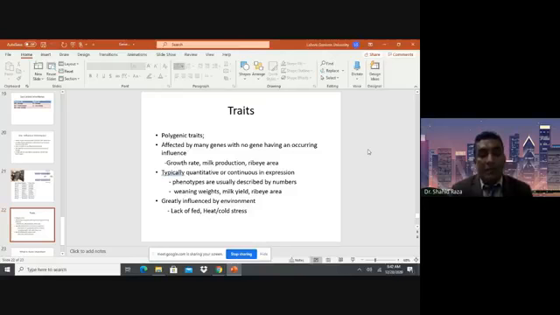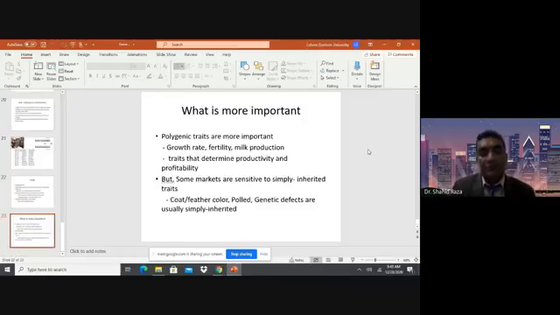Always remember, polygenic traits are affected by genetics as well as by the environment. If we are not providing a proper environment, the growth rate, milk yield and weaning weights will all be affected.